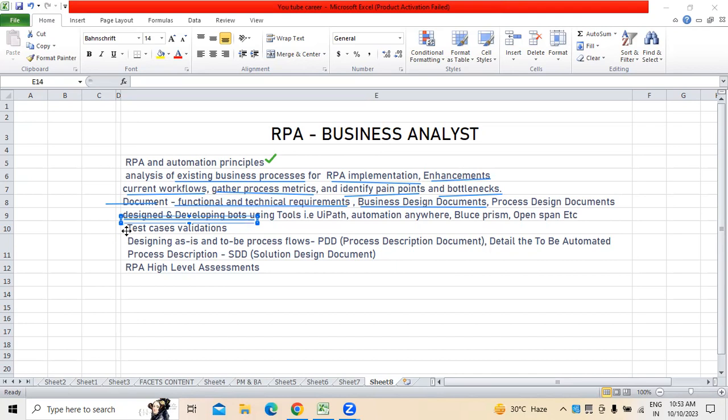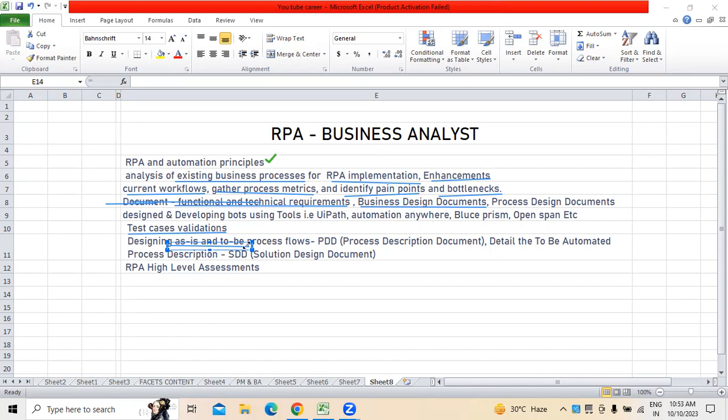Next, we need to have experience in test case validations, because whatever manual test cases we are going to prepare, that validation is required. Next, we need to understand two things: as is and to be. This is where majorly the role of a business analyst lies, because we need to understand the as is process, which is nothing but the existing process, and we need to understand the to be process also. Whatever we are going to develop comes under to be.